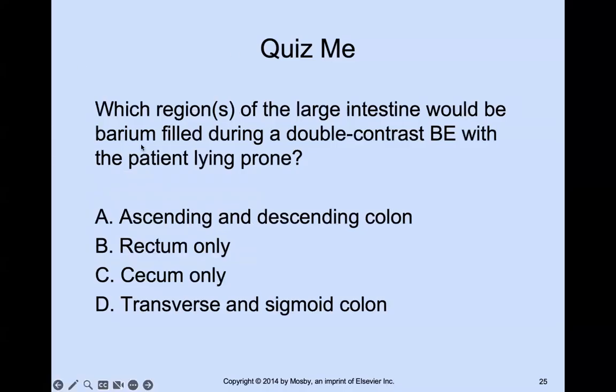Okay, so this is a good one. Which of the large intestine would be barium filled during a double contrast BE with the patient lying prone? So if your patient is lying prone on their stomach, where would the majority of the contrast go? Very good. Yes, very, very good. Transverse and sigmoid colon. Very good.